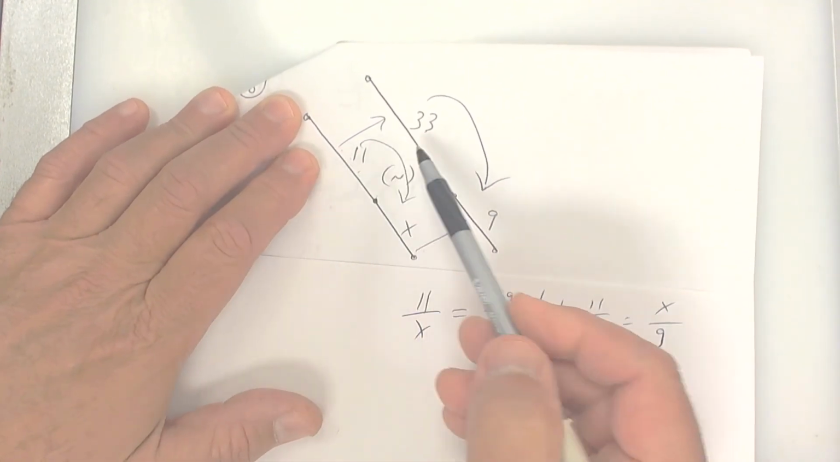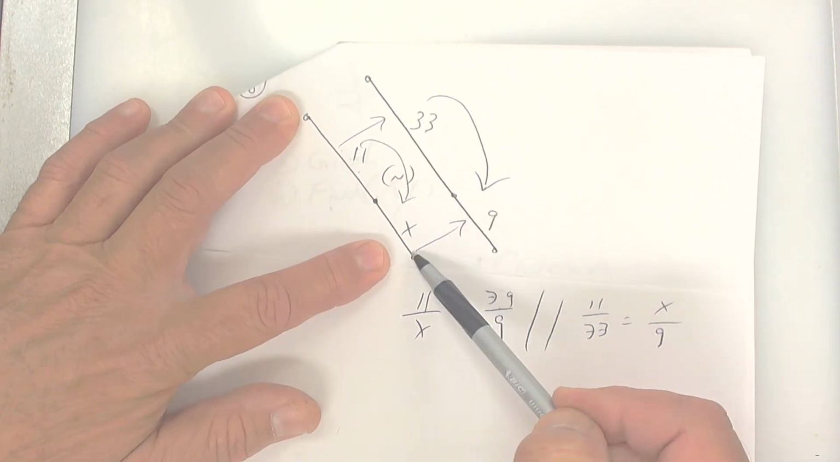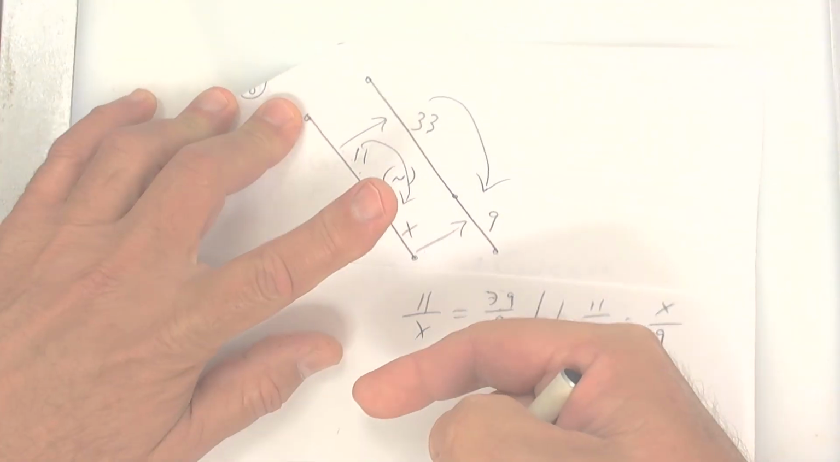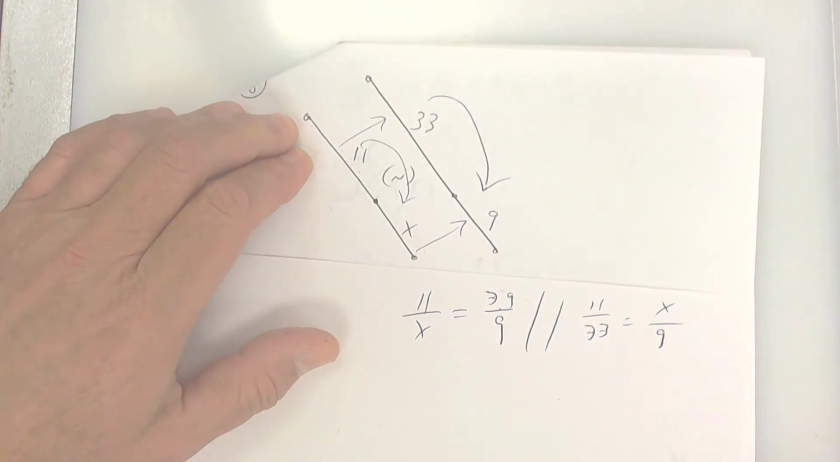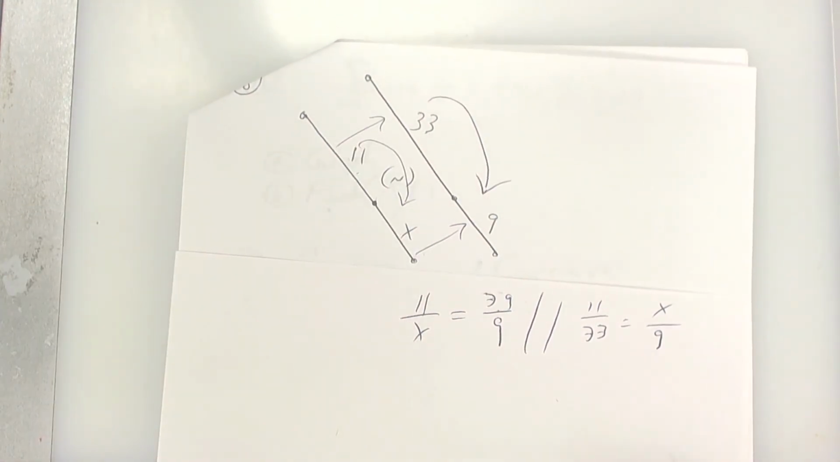Now you can't go backwards. Like if you start here and you go this way, you can't start here and go that way. The arrows have to go in the same direction. Okay? So I would go top over bottom equals top over bottom. That's probably the best way to do it.